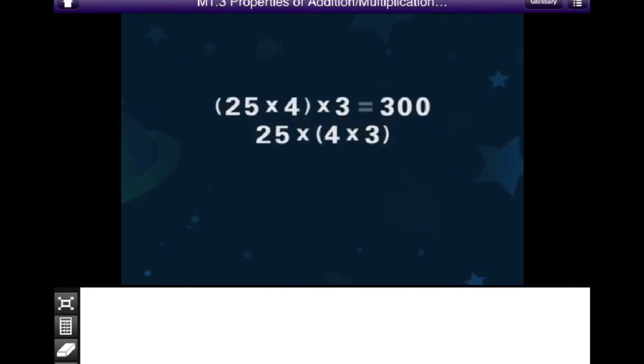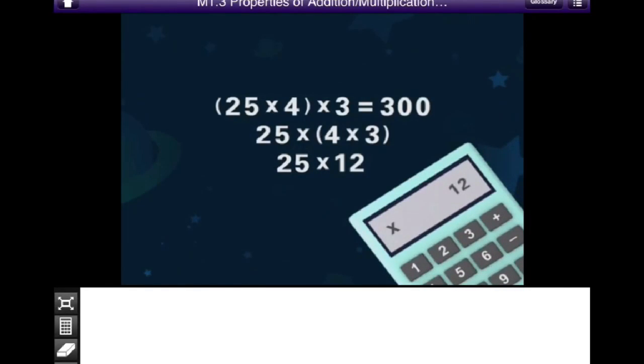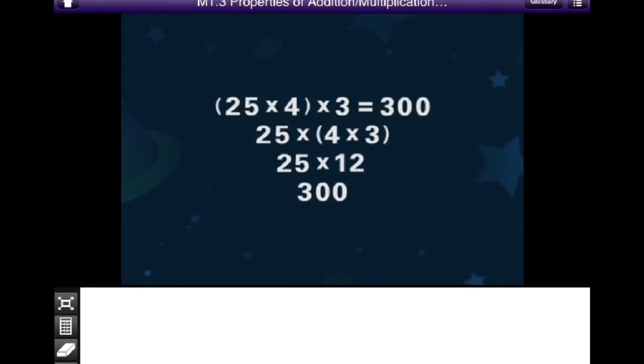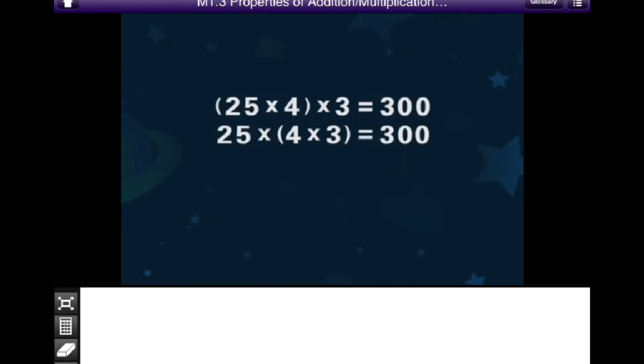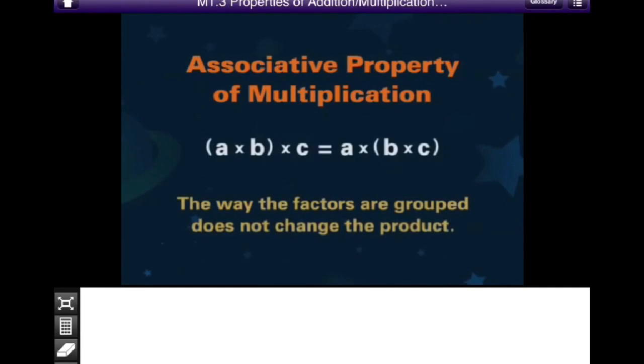Let's see if we get the same product when we multiply 25 times the quantity 4 times 3 on the calculator. 4 times 3 equals 12. And 25 times 12 is 300. So, the way 25, 4, and 3 were grouped does not change the product. This is an example of the associative property of multiplication. The way the factors are grouped does not change the product.